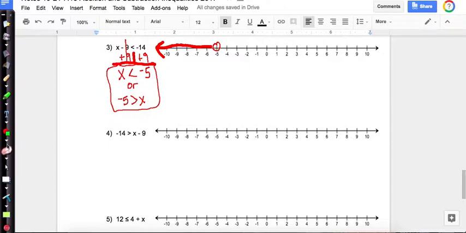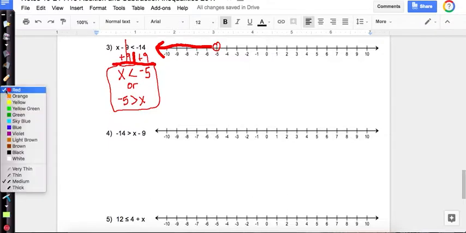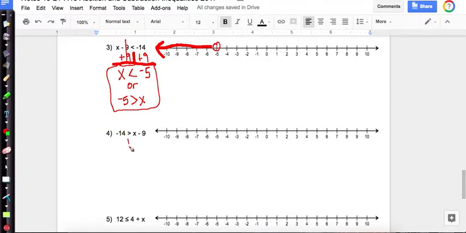I have -14 is greater than x minus 9. So what I'm going to do first is draw my t. And the opposite of subtracting 9 is adding 9. Okay, the 9's cancel. -14 plus 9 is -5. Bring down your symbol: is greater than x. Now, it's okay to leave your answer like this if that's the way it ends up. But since we're graphing here, we also want to write it the other way. So read it backwards. X is less than -5.